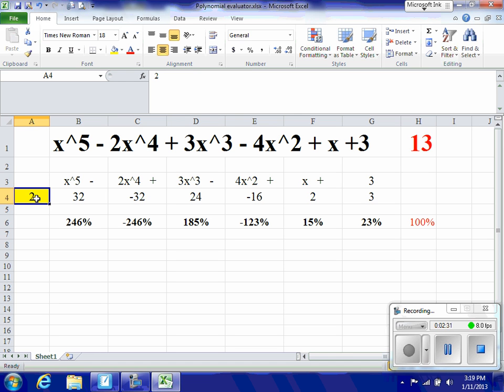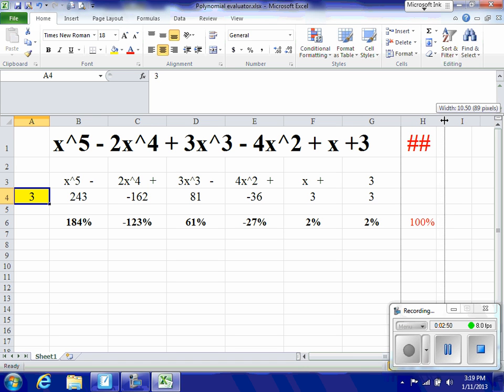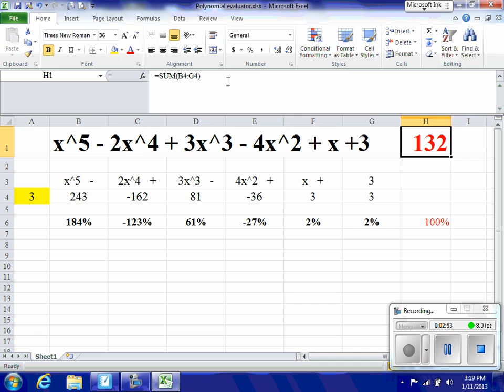Well, let's try 3. We're going to make x a little bit bigger. Now my x to the fifth is 184% of my end value. But one thing that I begin to notice is that my lower value terms, my constant, that's x to the 0th, is only 2%, and even my power of x to the 1 is 2%, and my x squared is negative 27%. That's still significant, negative 27%.